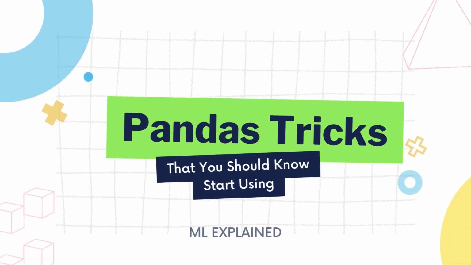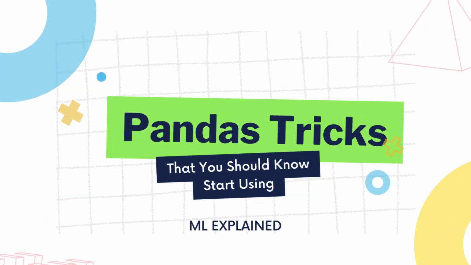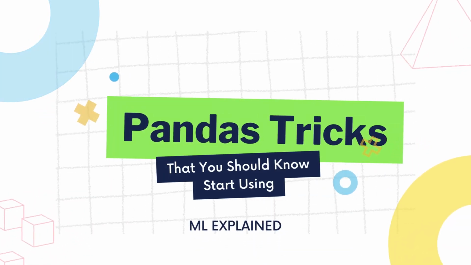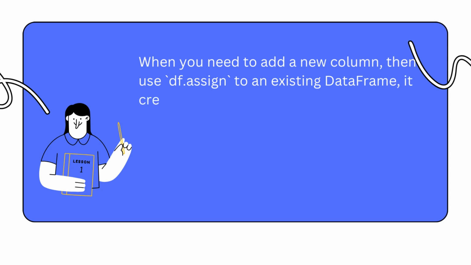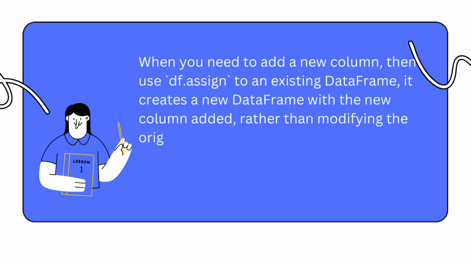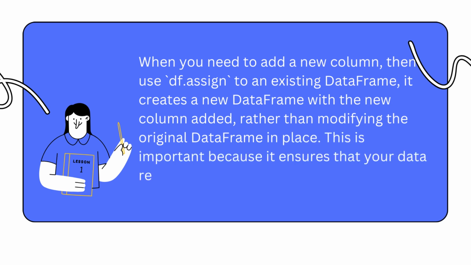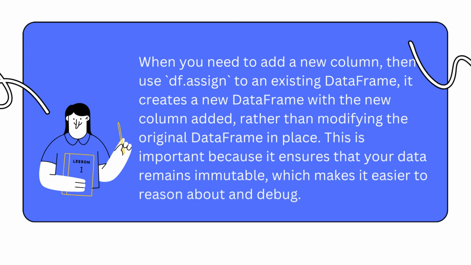Here are some Pandas tricks that you should know and start using. The first: when you need to add a new column, use df.assign on an existing data frame. It creates a new data frame with the new column added rather than modifying the original data frame in place. This is important because it ensures that your data remains immutable, which makes it easier to reason about and debug.